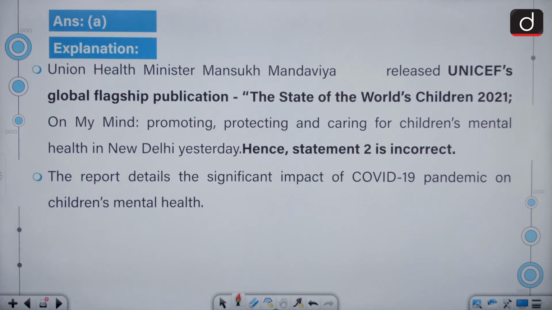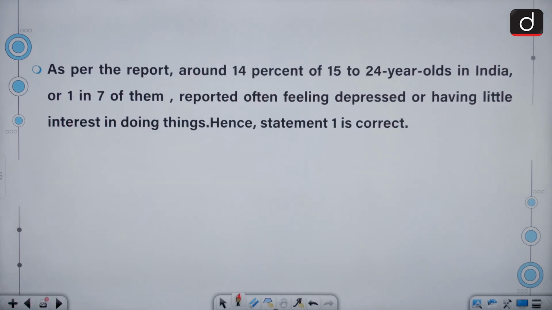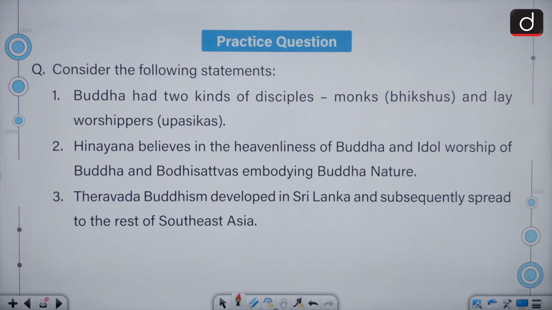Union Health Minister Mansukh Mandaviya released UNICEF's global flagship publication, The State of World's Children 2021 on My Mind, promoting, protecting and caring for children's mental health in New Delhi yesterday. The report details the significant impact of COVID-19 pandemic on children's mental health, and as per the report, around 14% of 15 to 24-year-olds in India, or 1 in 7 of them, reported often feeling depressed or having little interest in doing things. Let's move on to the practice question.